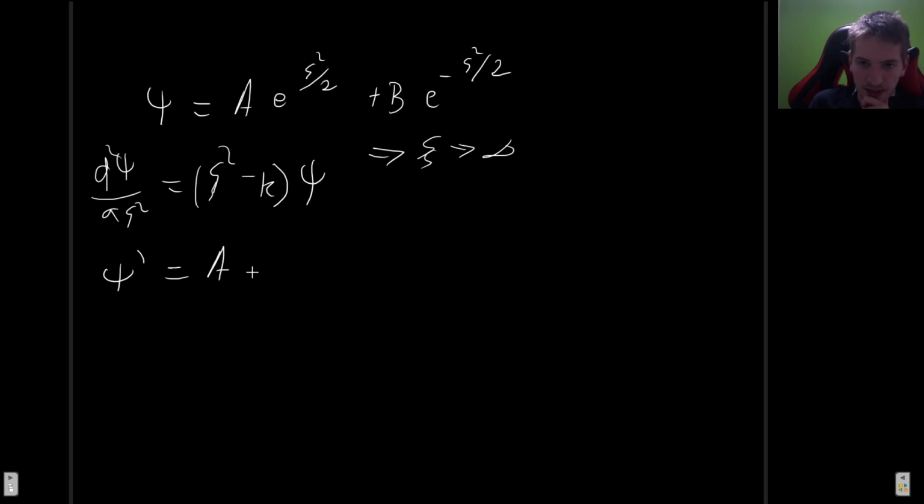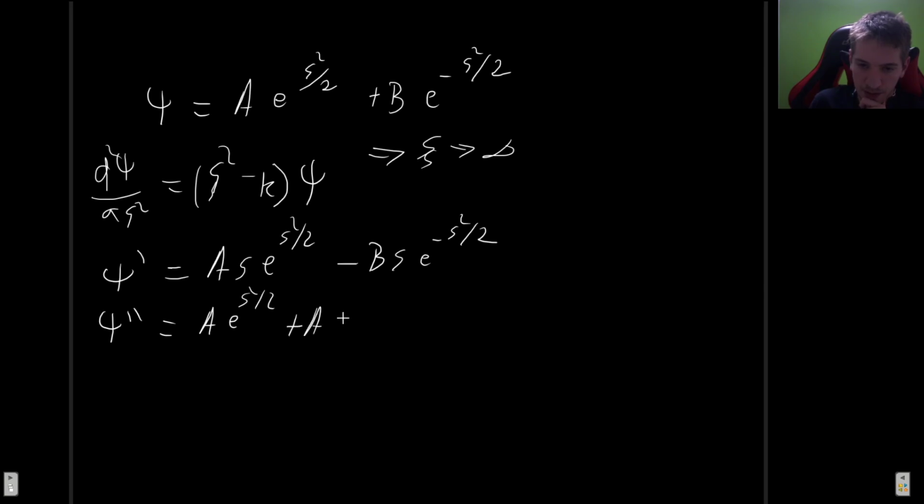It's going to be a times ξ e to the ξ² divided by 2, minus b ξ e to the minus ξ² divided by 2. And differentiating a second time, we get a e to the ξ² divided by 2 plus a ξ² e to the ξ² divided by 2, and here we get minus b e to the minus ξ² divided by 2 plus b ξ² e to the minus ξ² divided by 2.